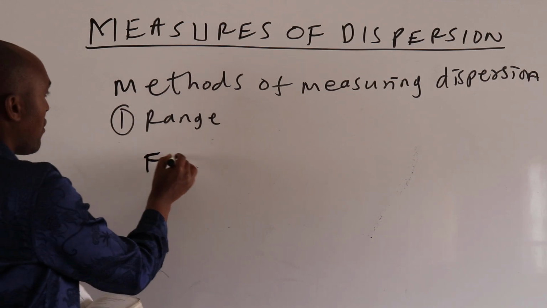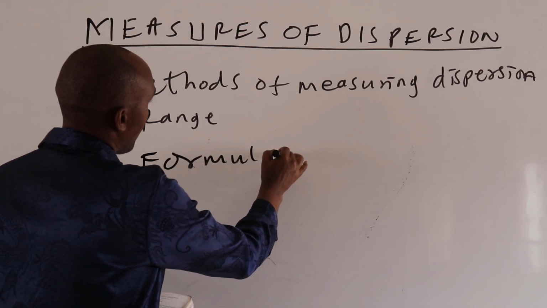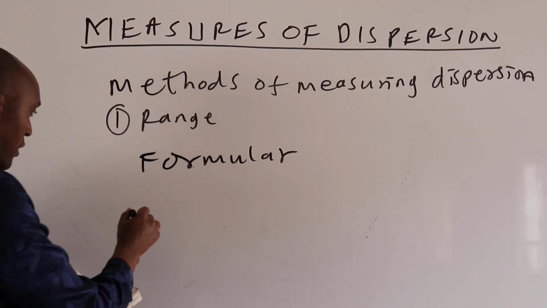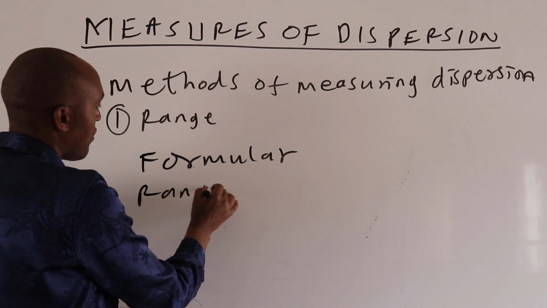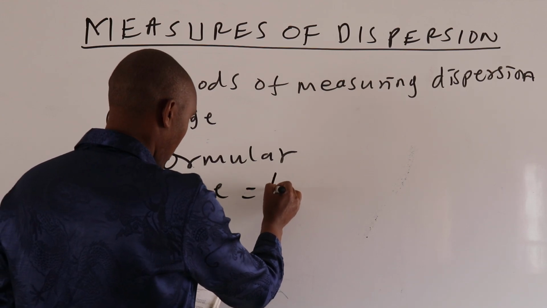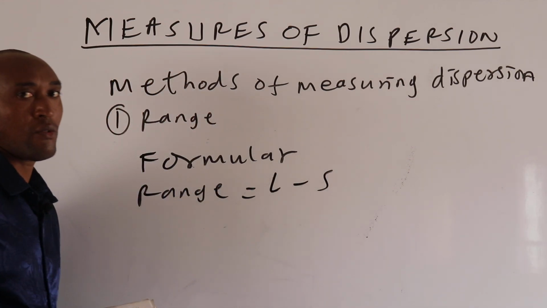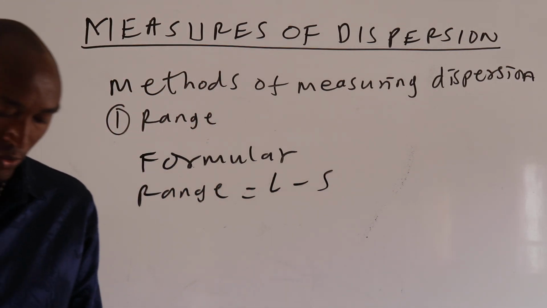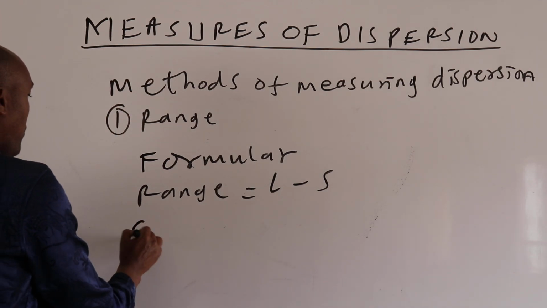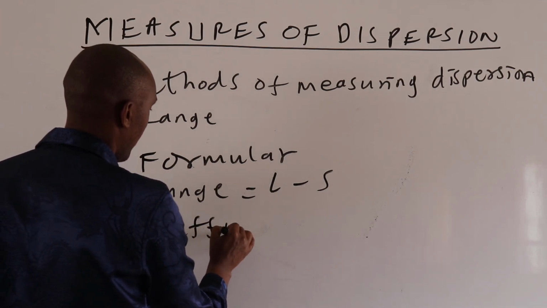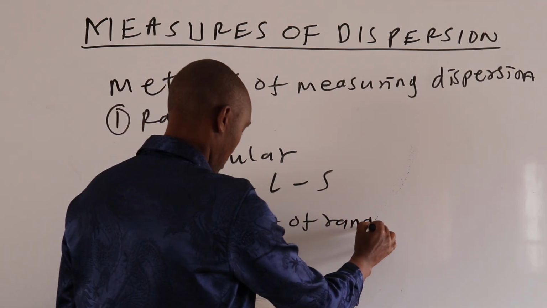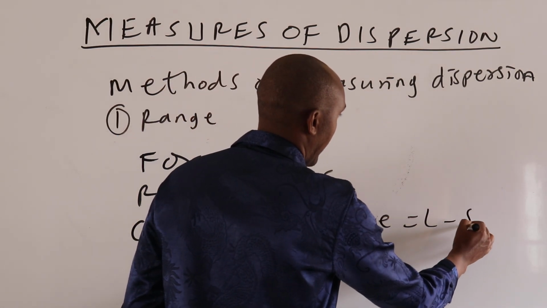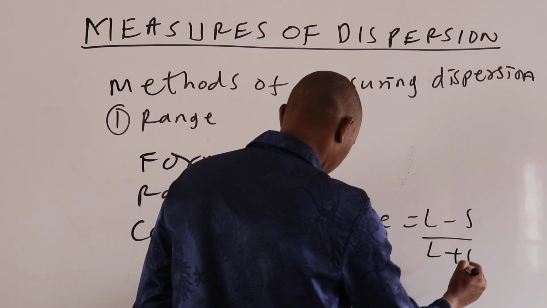And the formula for range is equal to L minus S. And the coefficient of range is equal to L minus S over L plus S.